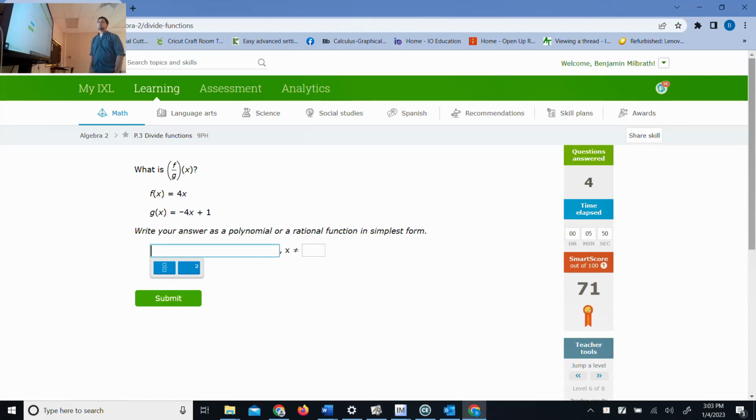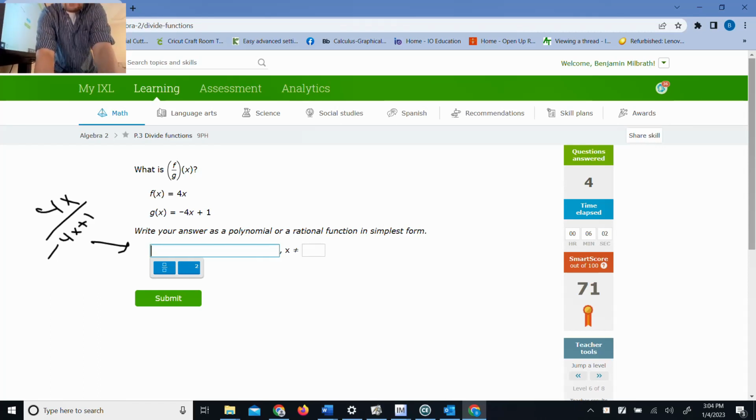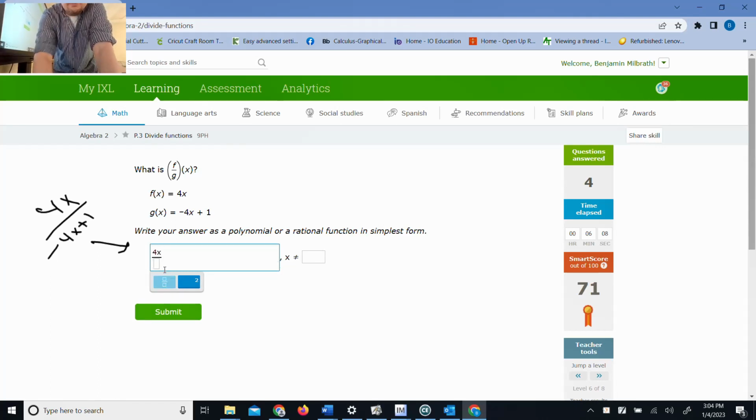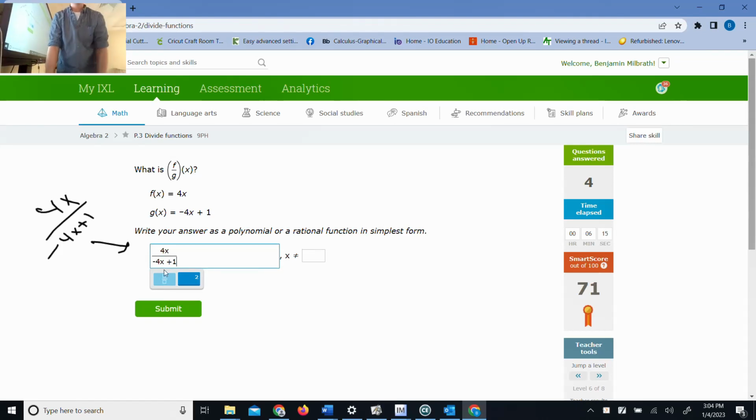Absolutely nothing special about this one. F over g is going to be 4x over a negative 4x plus 1. I'm going to type this in because I would be very curious if they allow me to have that negative symbol on the bottom. I got a hunch they don't care. I personally frown at the way I wrote that, but that's a me thing. And negative 4x plus 1 is not 0, so therefore x is not a quarter.